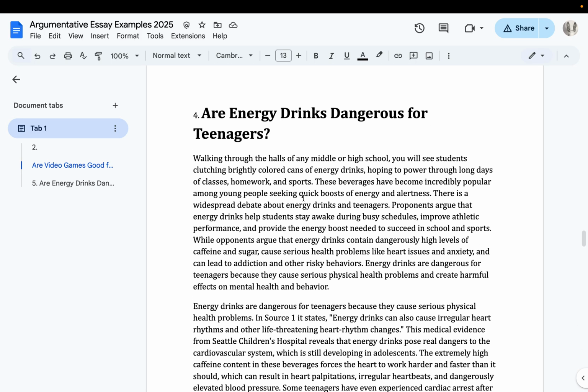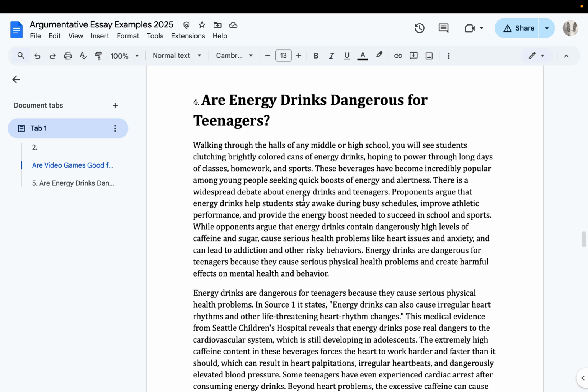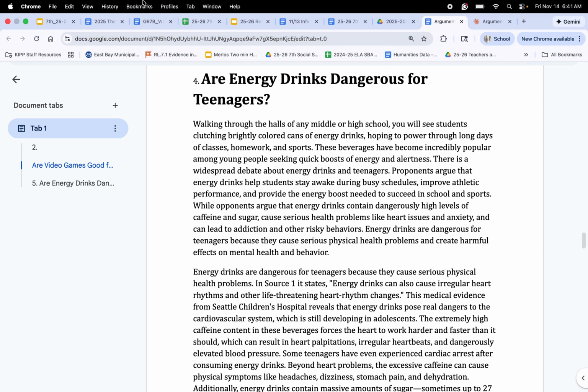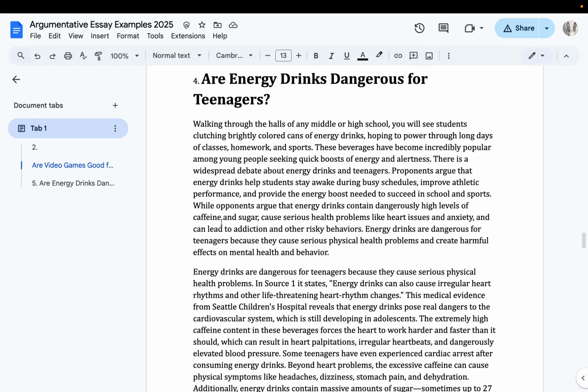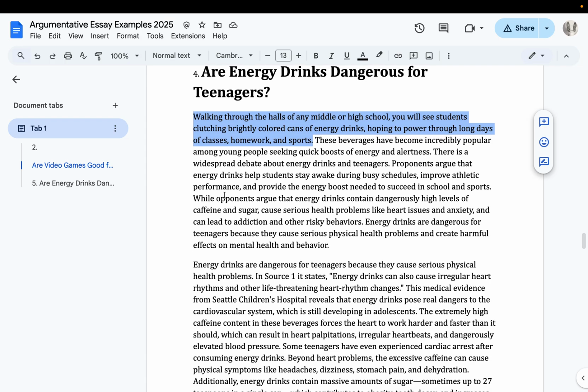Okay, now let's look at this one. Are energy drinks dangerous for teenagers? Walking through the halls of any middle school, you will see students clutching brightly colored cans of energy drinks, hoping to power through the long days of classwork, homework, and sports. So this is their hook. It's a good hook. These beverages have become incredibly popular among young people seeking quick boosts of energy and alertness.